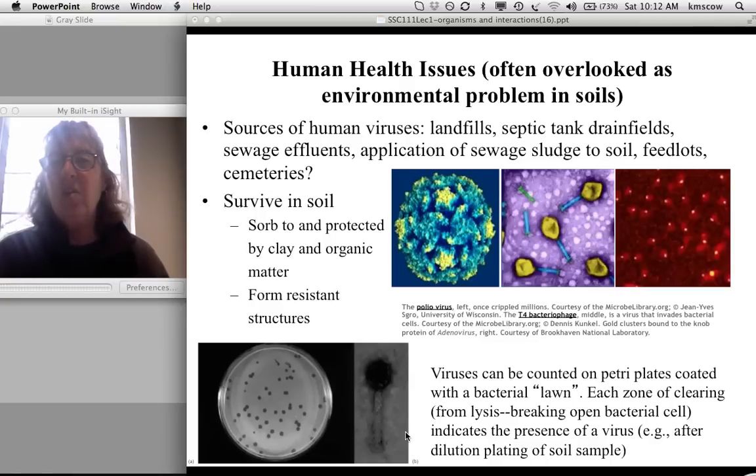And there's human health issues associated with viruses, as well as with some of the pathogenic bacteria. And we find viruses in landfills and septic tank drain fields and effluents, and where sewage sludge is applied to soil. It's been a concern in the past. Around feedlots, cemeteries are great sources of pathogens and viruses. And the thing about soil is viruses can really survive well in soil.